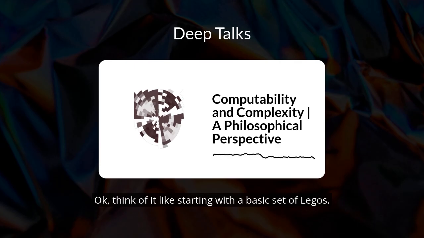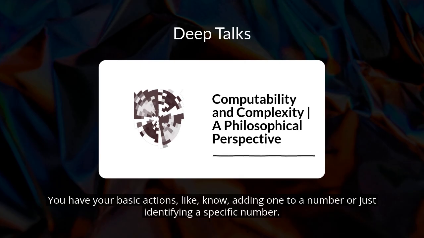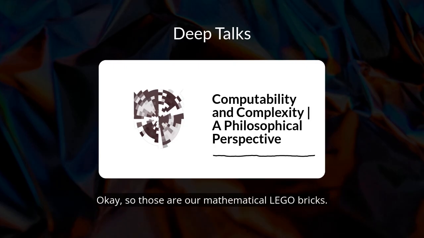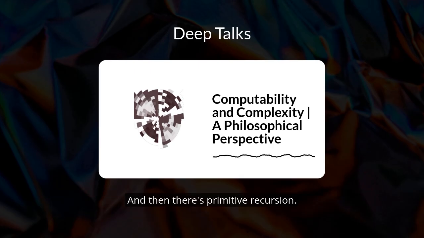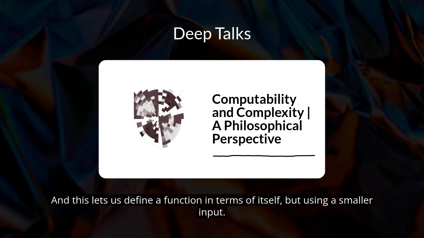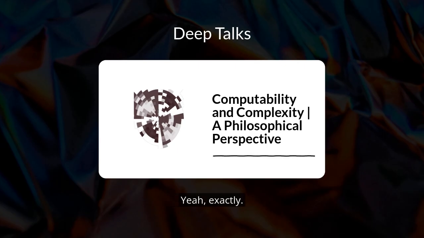Think of it like starting with a basic set of Legos, right? I like that analogy. You have your basic actions, like adding one to a number or just identifying a specific number. So those are our mathematical Lego bricks. Exactly. We combine them using two main ways. The first is composition, which is basically plugging one function into another, like building a tower with your Legos. And then there's primitive recursion, which lets us define a function in terms of itself, but using a smaller input. So it's like creating a chain of Legos where each link is built using the previous one, but modified a bit. Yeah, exactly. That's a great way to put it.